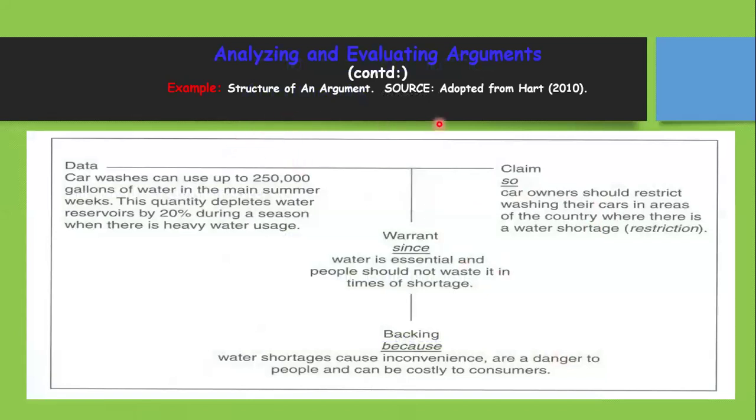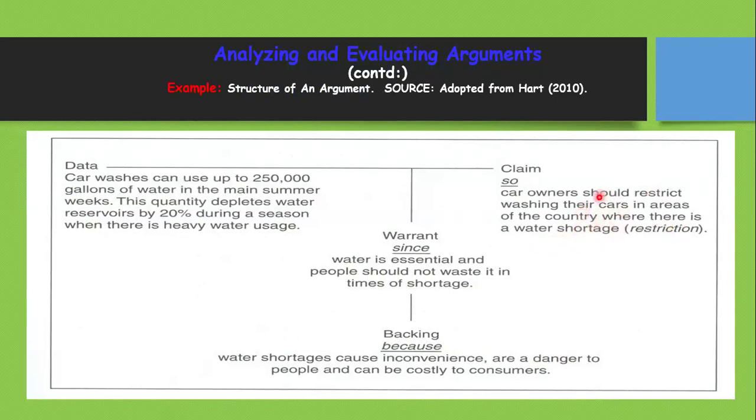Example: structure of an argument, adopted from Hart 2010. You need to provide data in order to make your claim strong. For example, car washes can use up to 250,000 gallons of water in the main summer week. This quantity depletes water reservoirs by 20% during a season when there is heavy water usage. So this is some data. Now, what is your claim? Car owners should restrict washing their cars in areas of the country where there is a water shortage. Now, this is a claim.